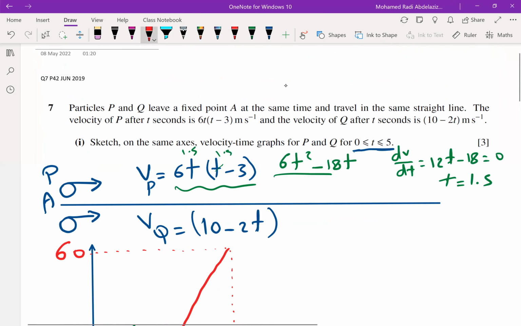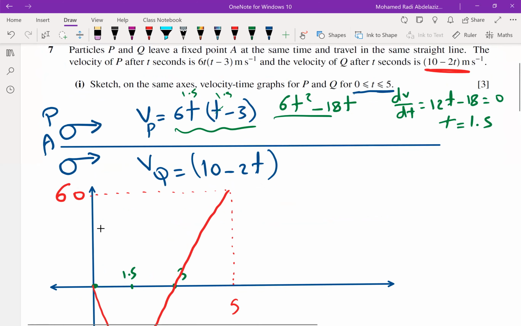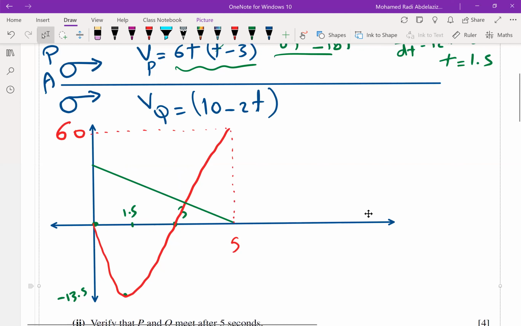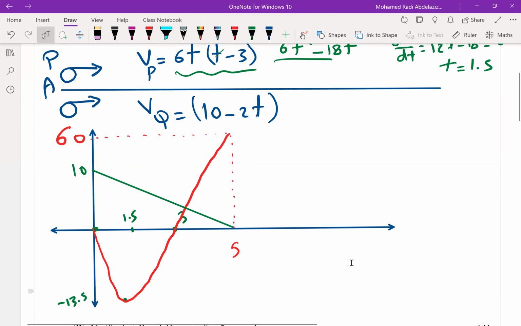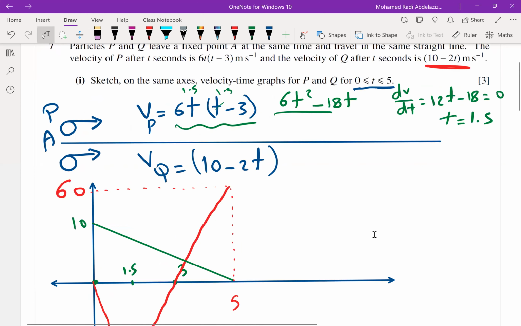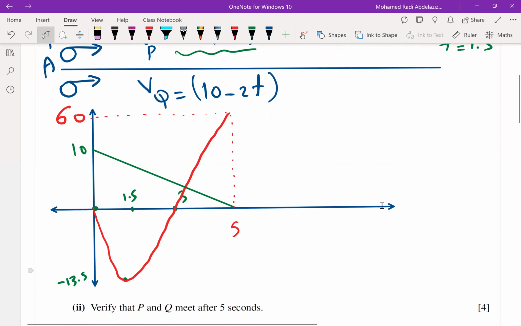The second function is a straight line. It's a straight line with intercept at 10. So the inclined line starts from 10, then moves down to cut the x-axis exactly at 5. When you use y equals 0, you will get t equal to 5. You have to show the velocity starts at 10, decreasing till 5, where it will be 0. This is the graph of the first function and the second function from the interval 0 to 5. This is the first part.